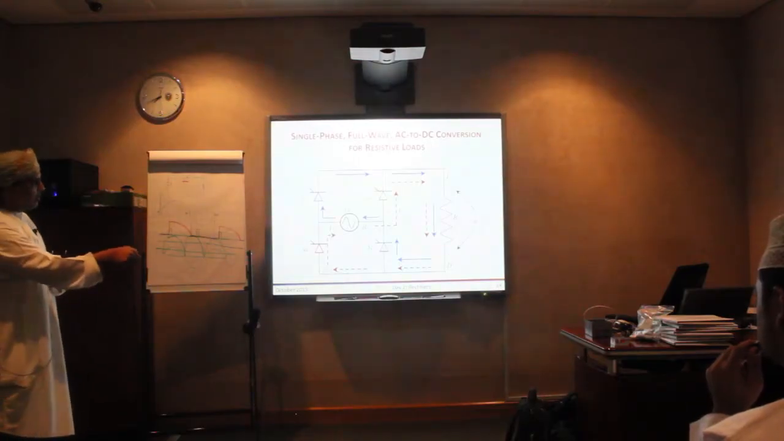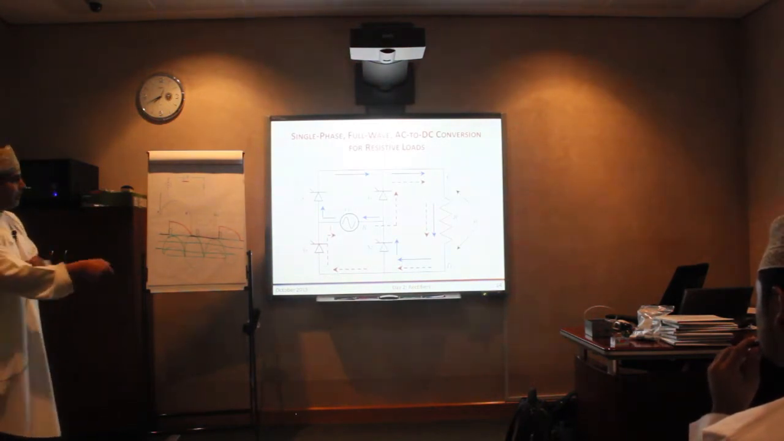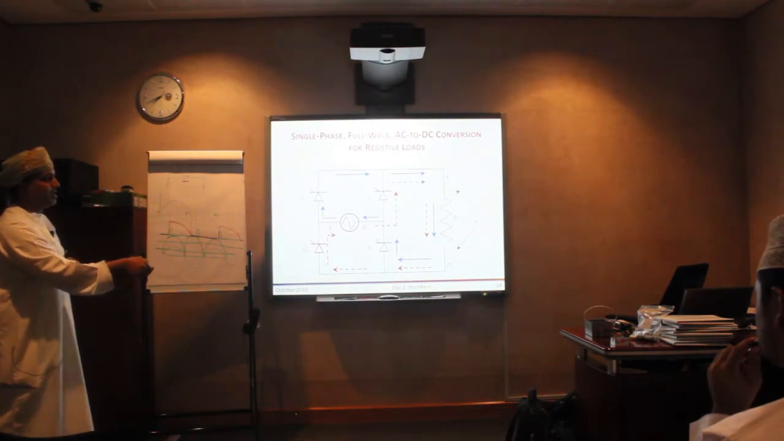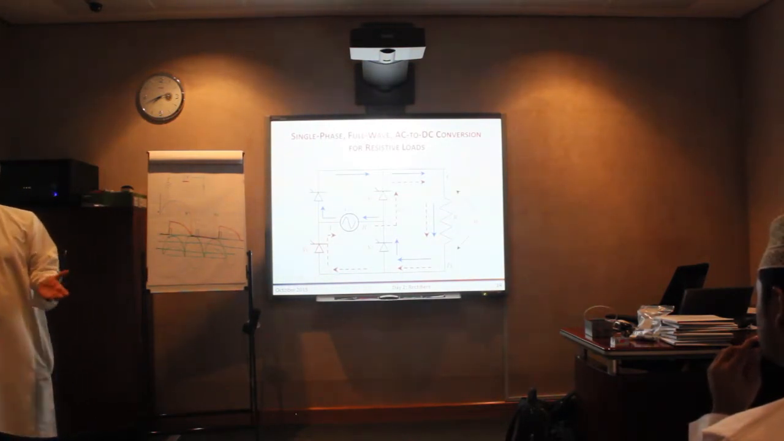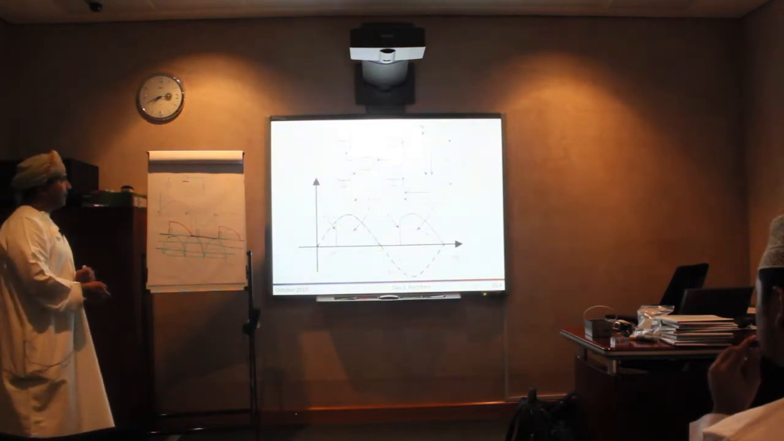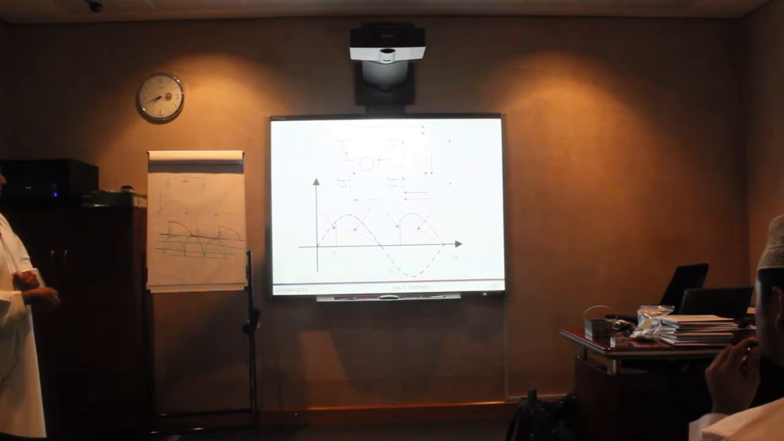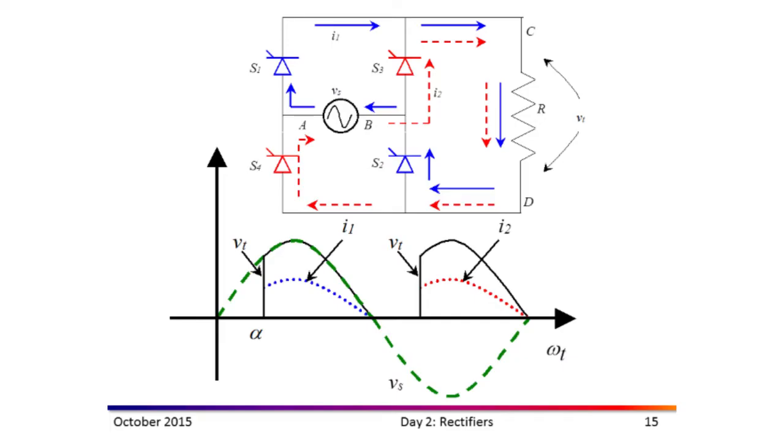The currents from the first half cycle and the second half cycle are in the same direction. That means I get the same polarity across the load, which means I am having a DC output, right? So this is the output which we simulated. Now you can see the black one here. This is the output voltage, and the current is the value of the voltage divided by the resistance.